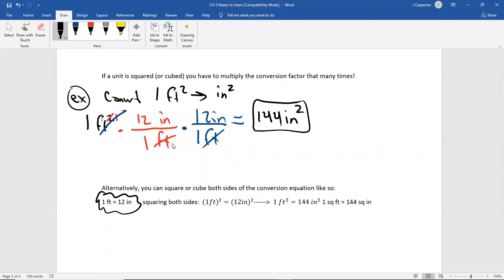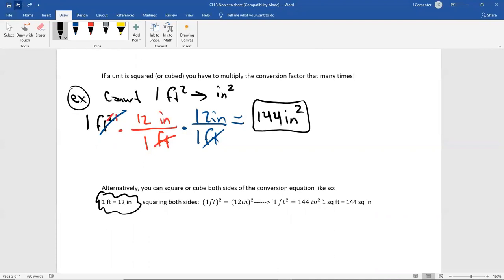So you square both sides, which is a rule of algebra. Whatever you do to one side, you can do as long as you do to the other. But notice how I have to wrap them in parentheses because you're not just squaring the number, you're squaring the units. So when you do that, the 1 squared is 1, the feet squared is feet squared, the 12 squared is 144, the inches squared is inches squared. So that tells us that 1 square foot is equivalent to 144 square inches.